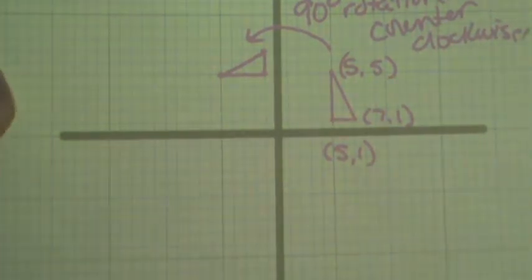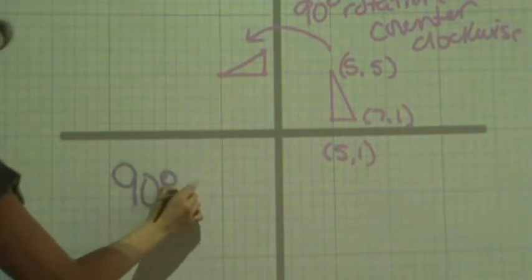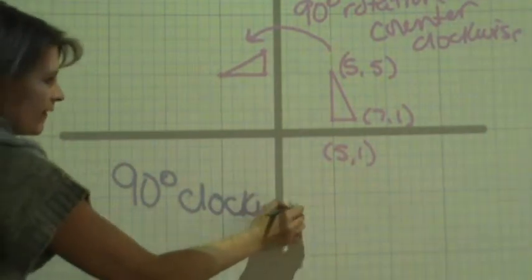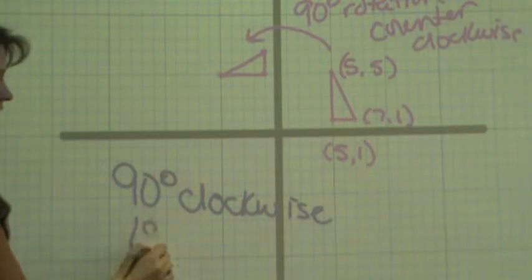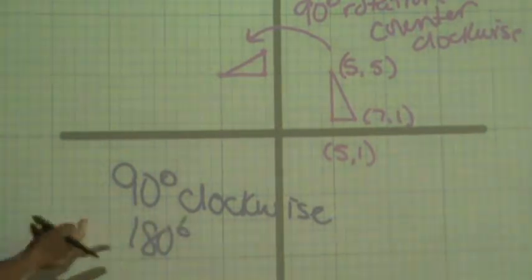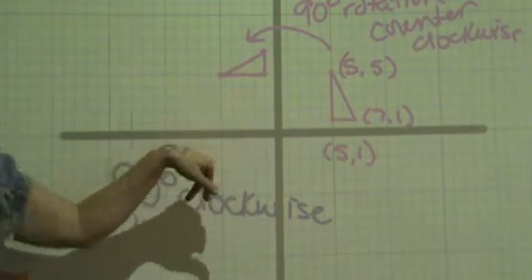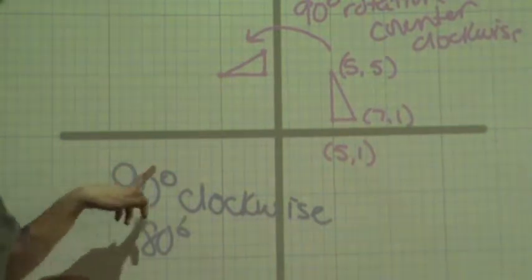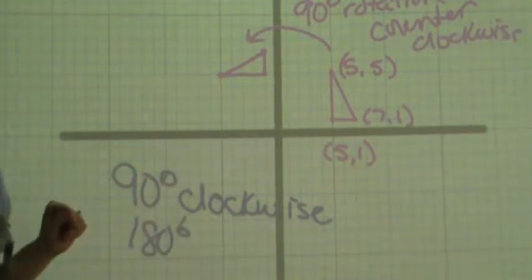All right, I'd like you to use that information, and I'd like you to try and do 90 degrees clockwise. And then I want you to try 180 degrees. Now, I'm not going to give a direction on that because it's not going to matter if I go clockwise or counterclockwise. All right? So, call me over when you get those two, and we'll see how you do.